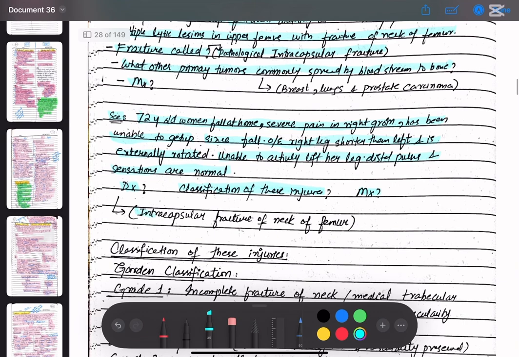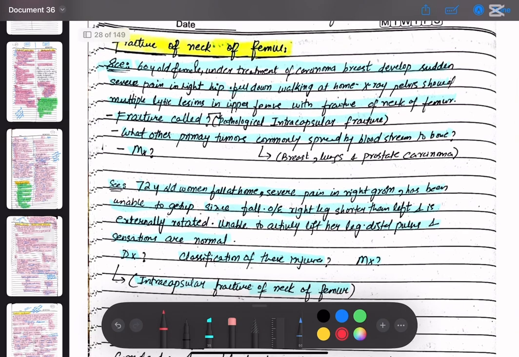Okay. So in this scenario, it is mentioned that there is an aged female. The fracture of femur is common in aged people. Okay, you should remember these points. And she is under treatment for carcinoma. Now in carcinoma, there is increased risk for fractures of the femur, that is large bones. So she is having carcinoma of breast, and she develops sudden severe pain in right hip and fell down walking at home. X-ray pelvis shows multiple lytic lesions in upper femur with fracture of neck of femur.